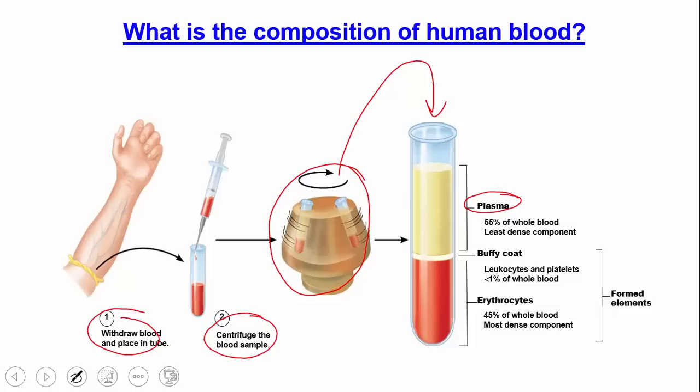The layer right below it is something called the buffy coat. And what that is, it's a little more dense than the plasma, and it contains white blood cells such as the leukocytes, as well as clotting factors like platelets.